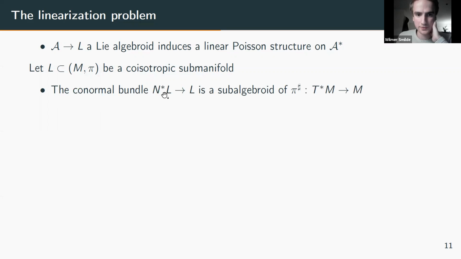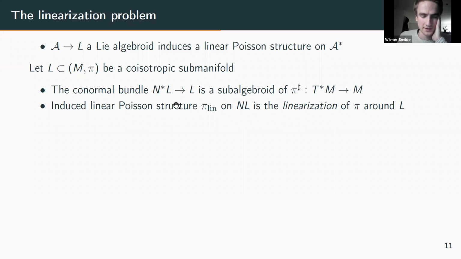All right, so what happens when we have a coisotropic submanifold of a Poisson manifold pi? Then the conormal bundle, which is the dual of the normal bundle, is a subalgebroid of the cotangent algebroid coming from the Poisson structure. This way we obtain a linear Poisson structure on the normal bundle of L. And this linear Poisson structure is called the linearization of pi around L.